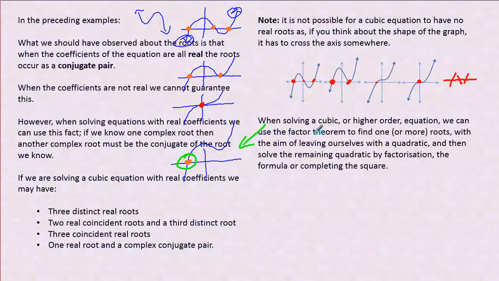When solving a cubic or higher order equation, we can use the factor theorem to find one or more roots. Now usually when solving a cubic, we just find one. If it's a higher order equation, we may use the factor theorem to try to find more of the roots. And the aim is that we leave ourselves with a quadratic. Then we can solve the remaining quadratic either by factorization, the formula, or completing the square.